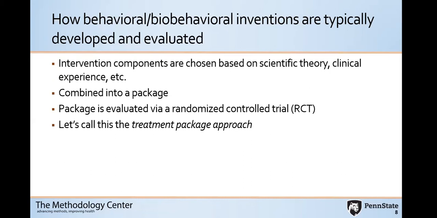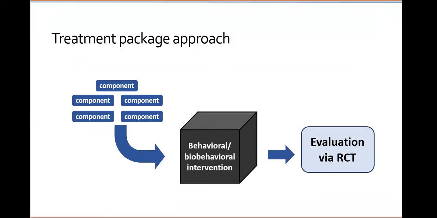So here's a schematic of the treatment package approach. There's some number of components. I have five here, but it could be any number of components. They are put together to form an intervention. That's represented by the box here on this figure. And then that intervention as a package is evaluated by means of an RCT.